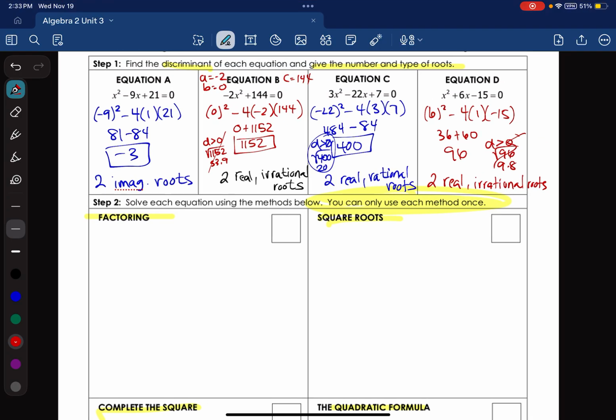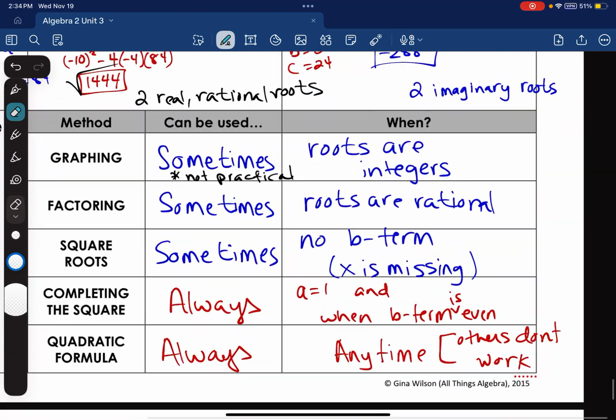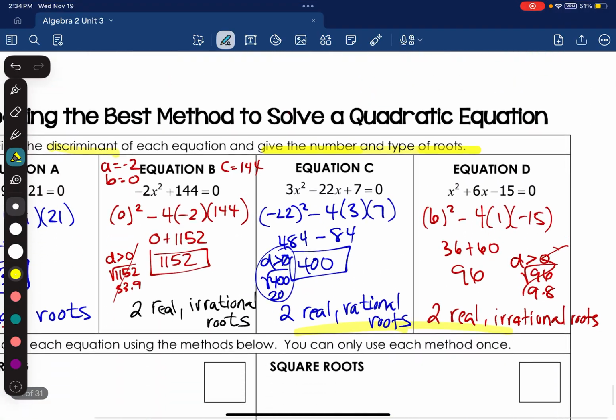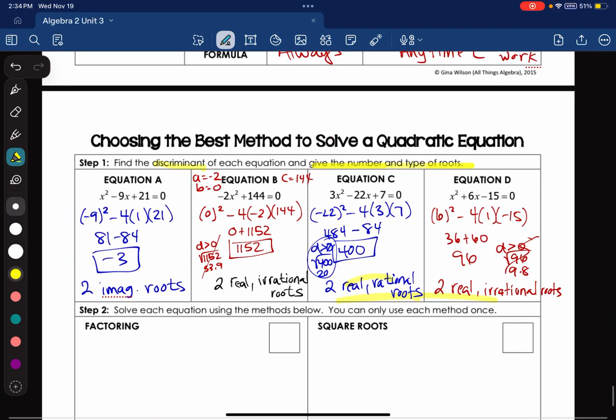So now we did the discriminant on each of our equations. We have the number of answers and the type of answers. We're now going to go through the list, and factoring is the most picky. Factoring, if we go back to the previous page, requires roots to be rational. So out of these 4, we only got one that has rational roots, equation C. So I'm going to write C in the box here, and I'm going to put equation C under factoring.